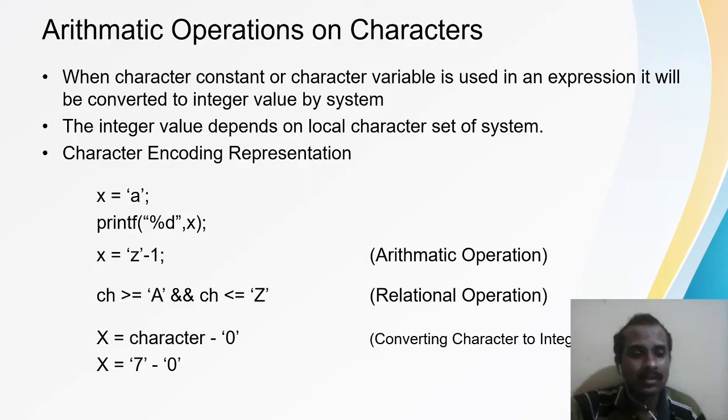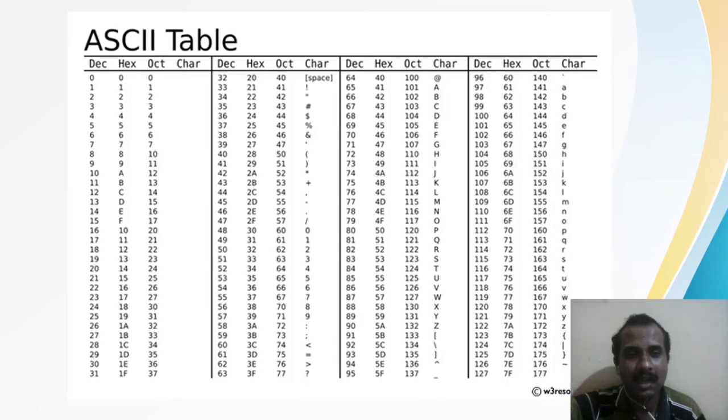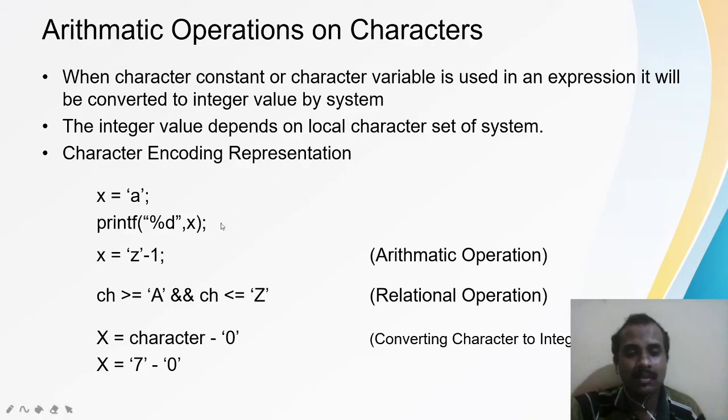So here what I have is x is equal to a. Let me consider x is an integer and a is a character constant. Now let me say you are using the ASCII table. The representation of small a is 97, so it will be converted to 97. Character a is equivalent to 97. So when I print x, 97 will get printed.